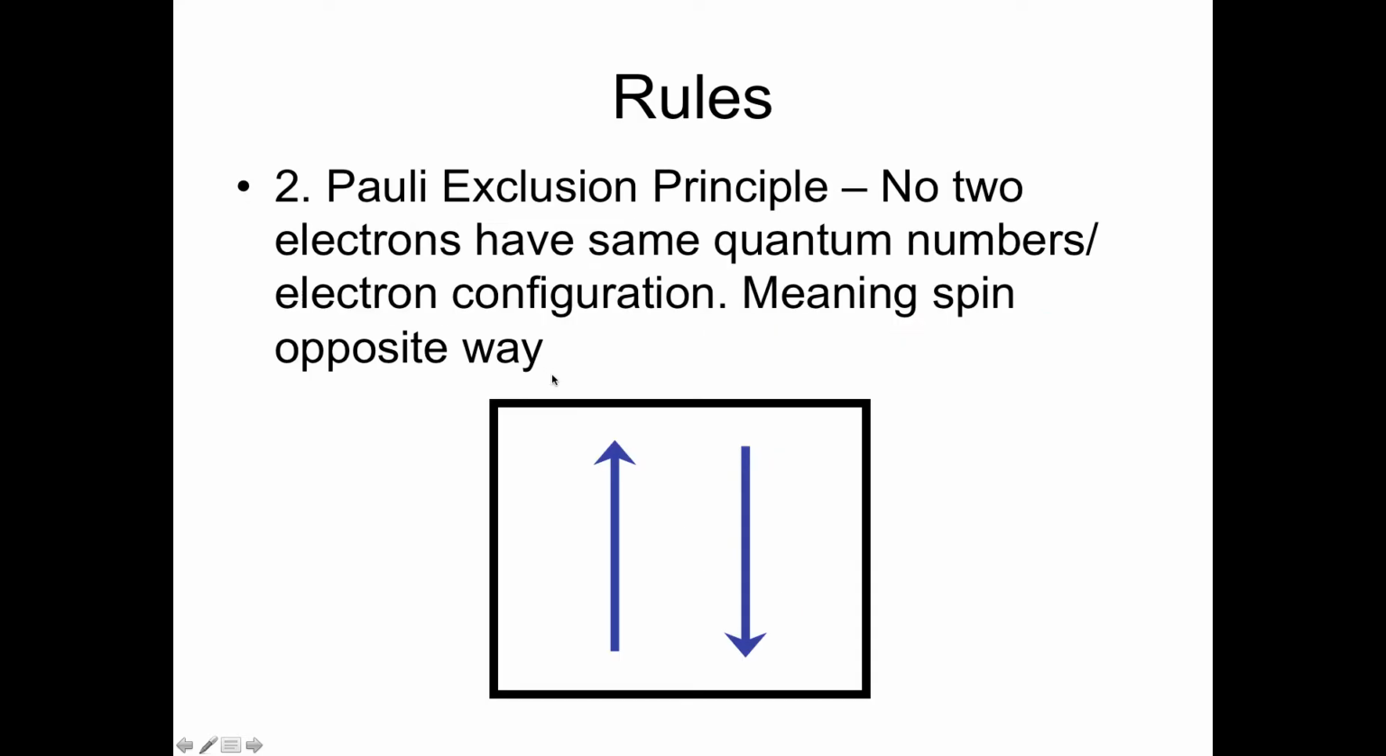The second rule that I want to talk about is something called the Pauli exclusion principle. And what that says is no 2 electrons spin the same direction. They're going to spin in opposite directions. The reason why this happens is that every electron is negative. Negative things do not want to be next to negative things, so electrons spin in opposite directions to be as far away from each other as possible.